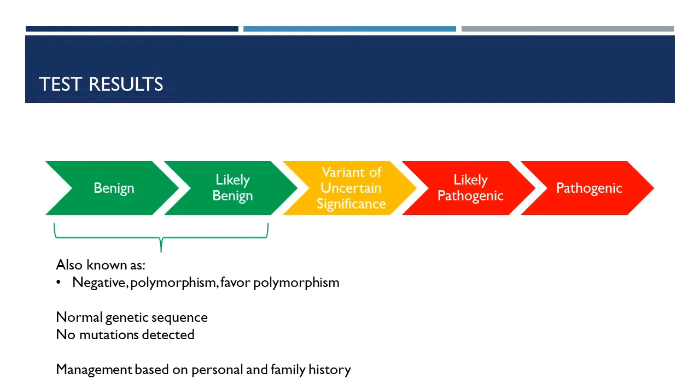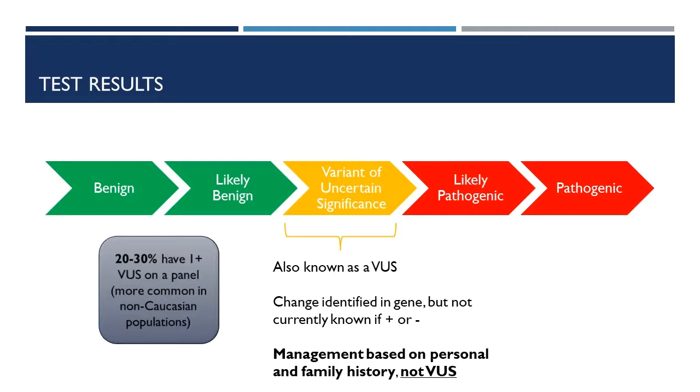A variant of uncertain significance, or VUS, result means that there was a variant identified in one or more genes, but there is insufficient clinical or research data to establish variant pathogenicity. Up to 30% of individuals undergoing multi-gene panel testing have one or more VUS identified, with these findings being more common in non-Caucasian populations. Importantly, management for individuals with a VUS should be based on personal and family history and not the VUS.